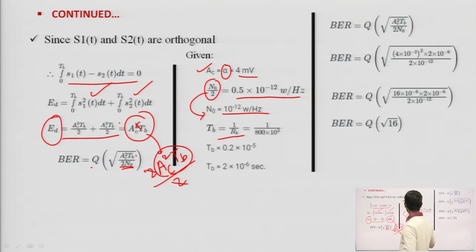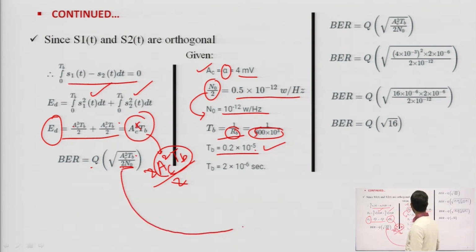Okay, we can say that if RB is given 500 kbps, I can write TB is nothing but 0.2 into 10 to the power minus 5. Okay, so TB equal to 2 times 10 to the minus 6 second.